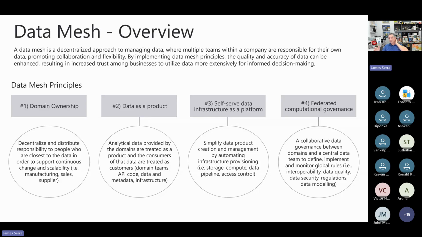And then 4 is federated computational governance, which means if we have all these domains building their own analytical solution, they could be having different rules for cleaning the data. They could have different ways of making it secure. So we've got to come up with some playbook for them to use, some global rules for each of them to use. And that's what 4 is, to provide those rules on how each domain should handle data quality or security or modeling the data. And so this is the data mesh in theory: you've got to follow these 4 principles.